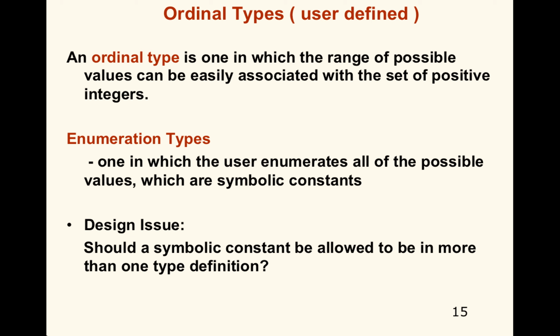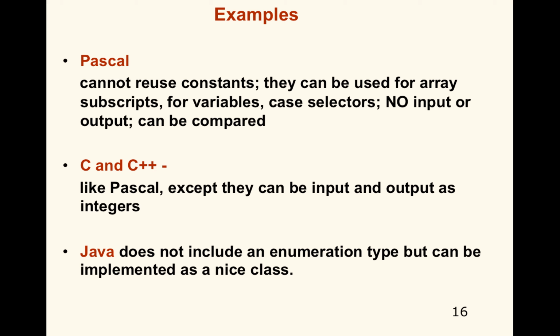So, design issues or considerations associated with enumerations. Should the symbolic constant be allowed in more than one type definition? So if I make a colors enumeration and I have red, white, and blue in there, can I make my colors2 or something, make another one and put the same values in there? Most languages don't allow you to do that. You can only use the named constants one time, which is an interesting issue.